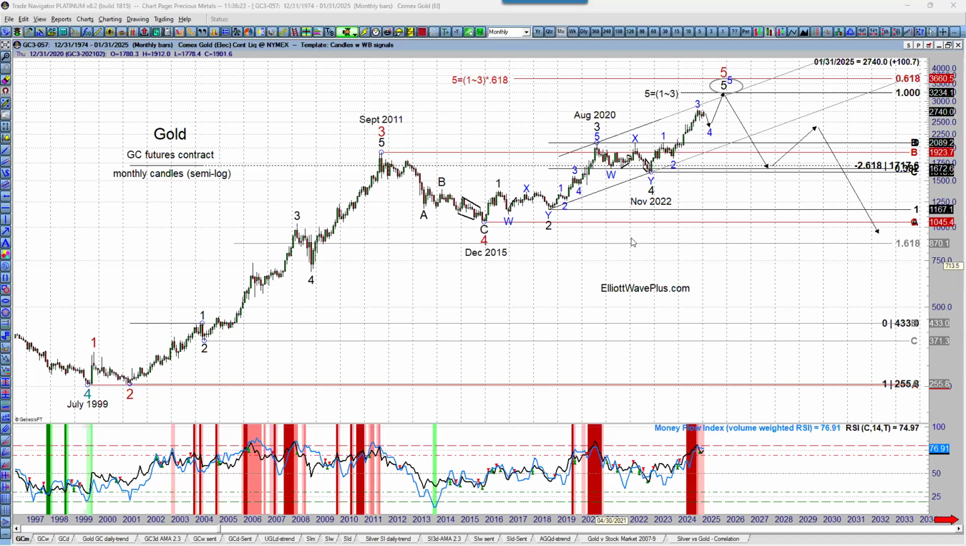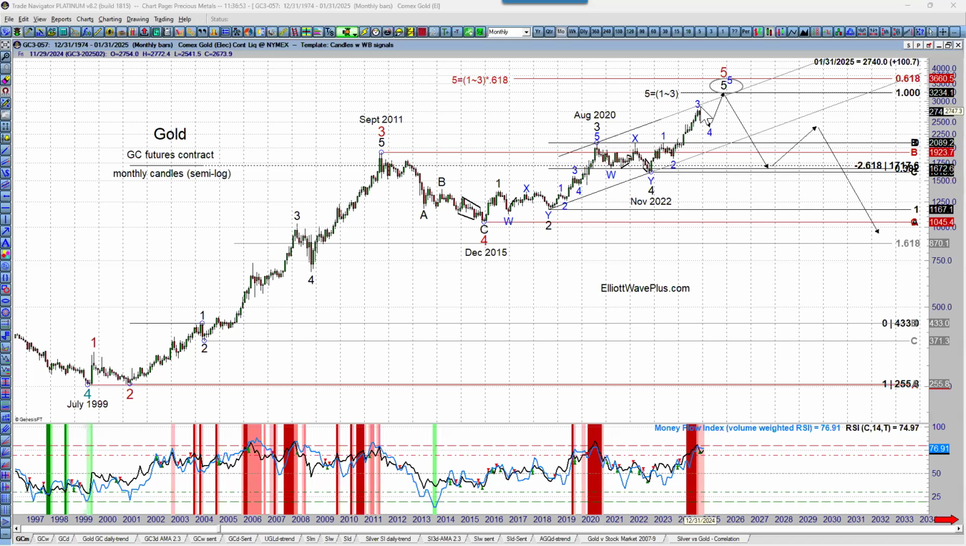Now moving to gold. Long-term count from July of 1999: 1, 2, 3, 4, and then the fifth wave underway, and black 1, 2, 3, 4, black 5 underway as well. So we're in black, we're in burgundy 5 to the upside. We're in black 5 to the upside, and it should subdivide into 5 blue waves.